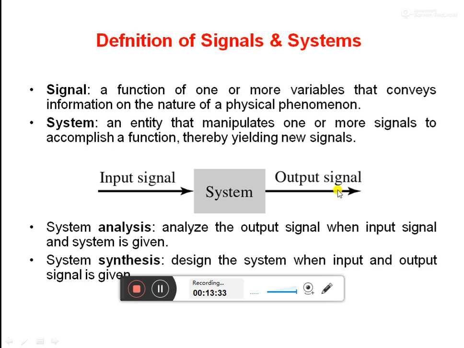A simple example, as we have considered, is that the human body itself can be considered a system, where you have a number of organs working together, receiving the input signal from the controller, the brain, and the corresponding operation is done according to that, which is considered the output. And in electrical form, if I can quote one example, I can consider an amplifier.